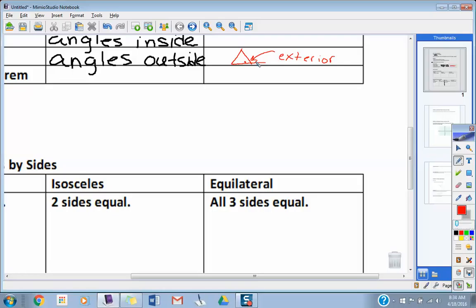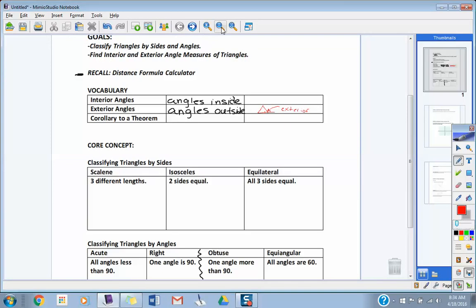Okay? And then, guys, the last thing, corollary to a theorem. I'm not going to worry about this too much. Corollary to a theorem is like, okay, listen to this.